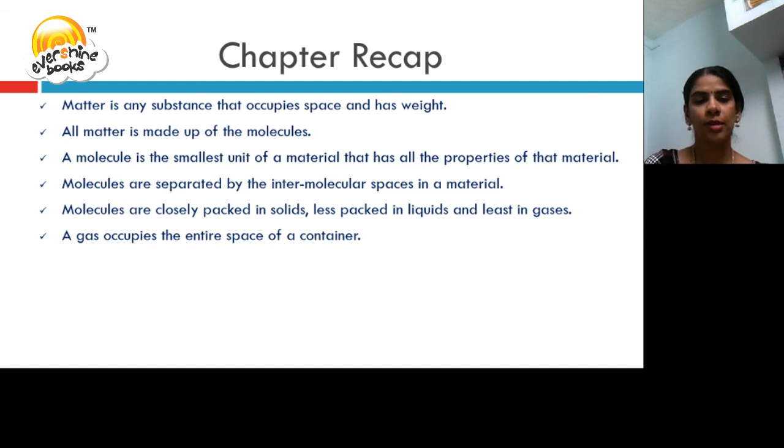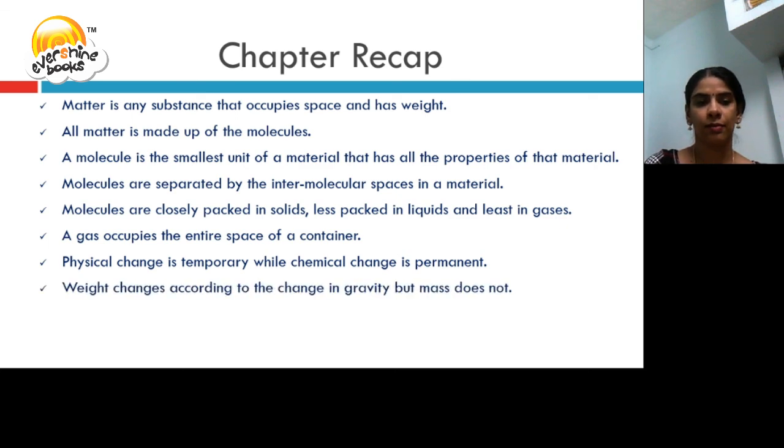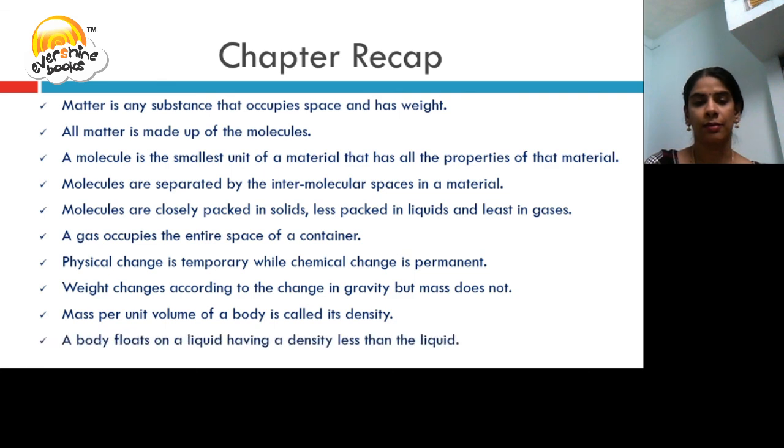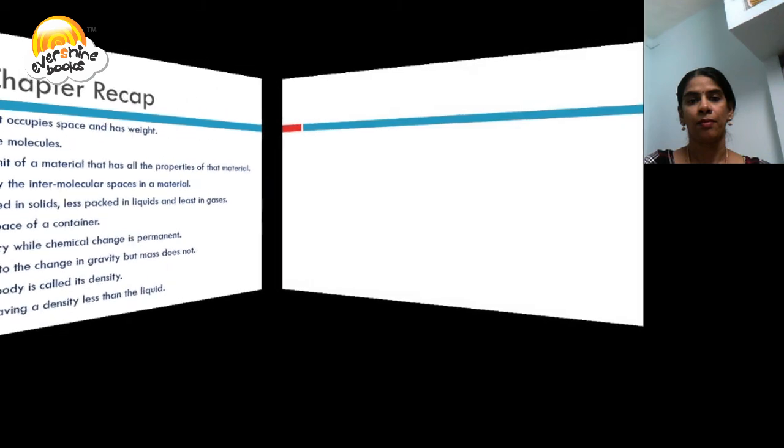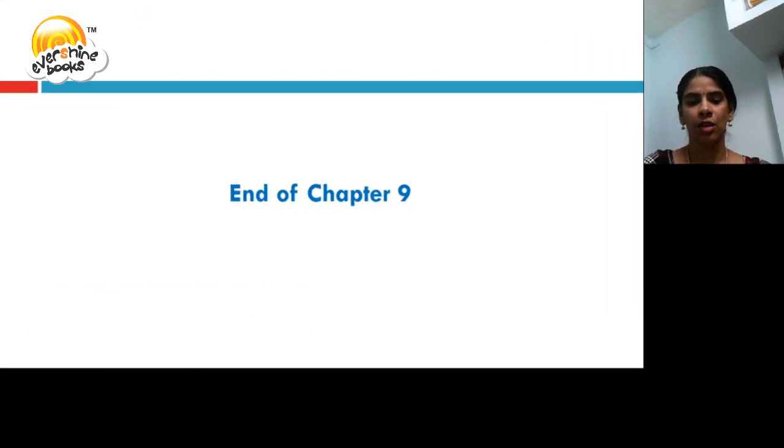A gas occupies the entire space of a container. Physical change is temporary, while the chemical change is permanent. Weight changes according to the change in the gravity, but mass does not. Mass per unit volume of a body is called its density. A body floats on a liquid having a density greater than the body. This ends our chapter 9.